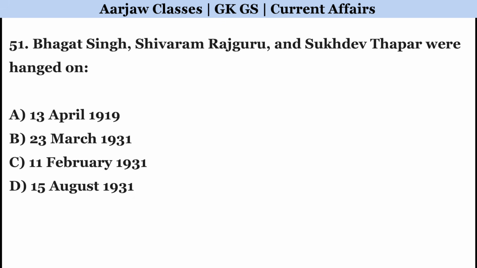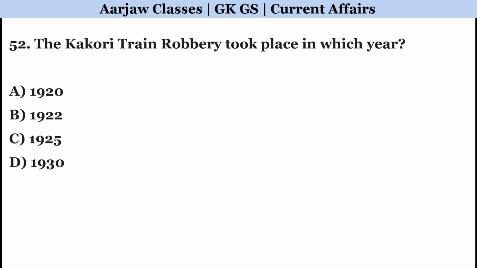Bhagat Singh, Shivram Rajguru and Sukhdev Thapar were hanged on. Correct option is B. On 23rd March 1931. The Kakori train robbery took place in which year? Correct option is C. In 1925.